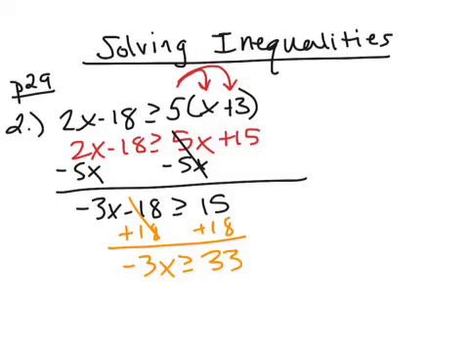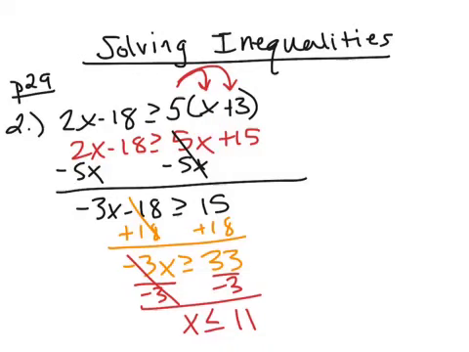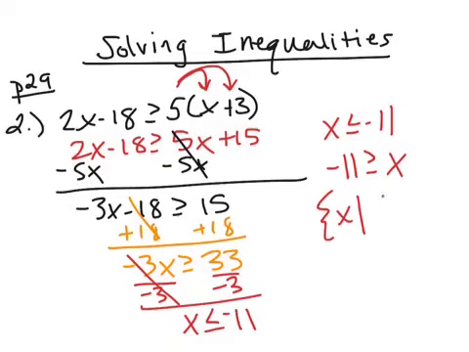Then I have to get x by itself again, so that means I have to divide both sides by negative 3. And since I'm dividing by a negative, I have to flip my symbol, so I get x is less than or equal to, I'm sorry, negative 11. So the 4 possible ways I could answer this is I could say x is less than or equal to negative 11. I could also say negative 11 is greater than or equal to x. I could say that for every x value, x is less than or equal to negative 11.